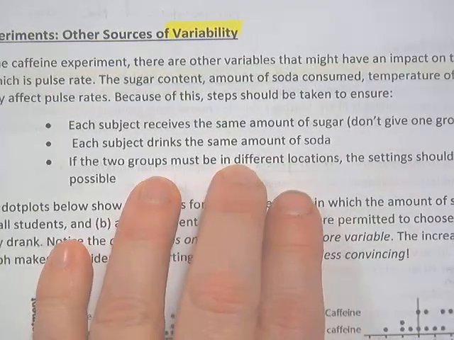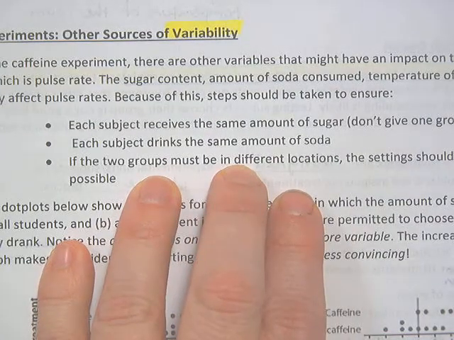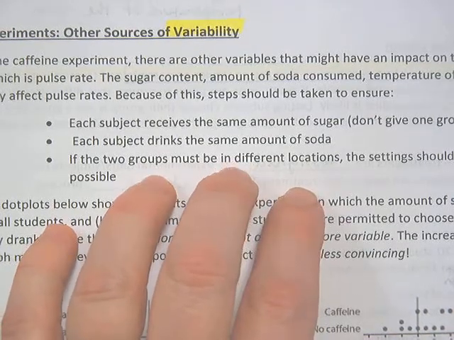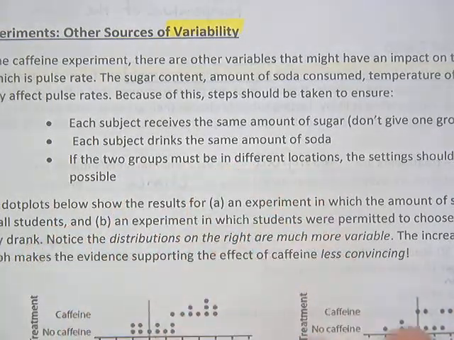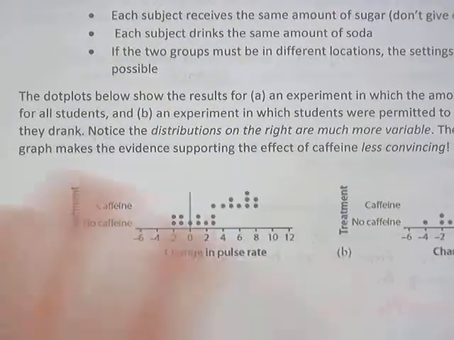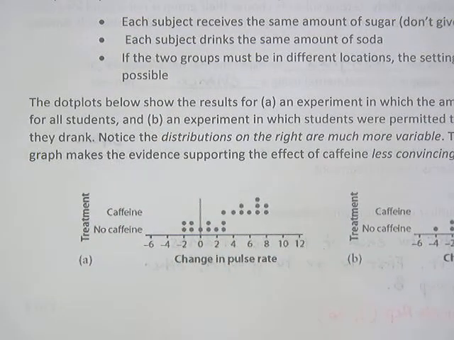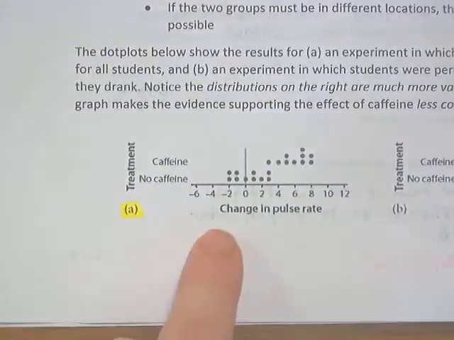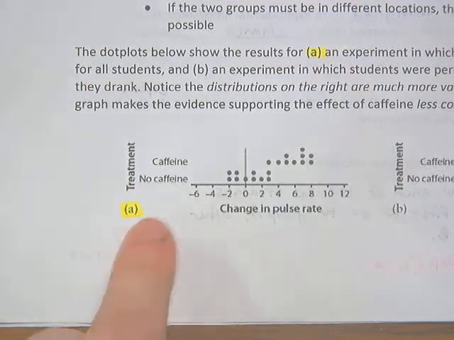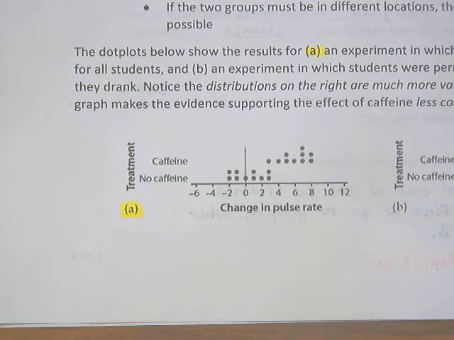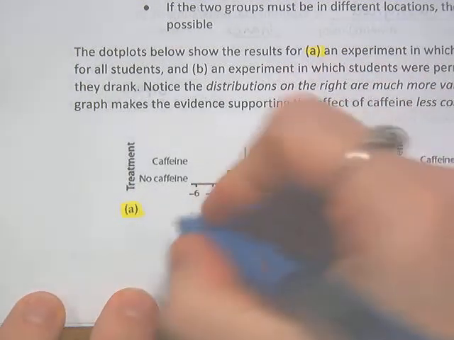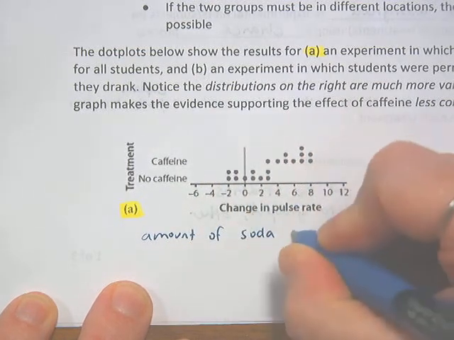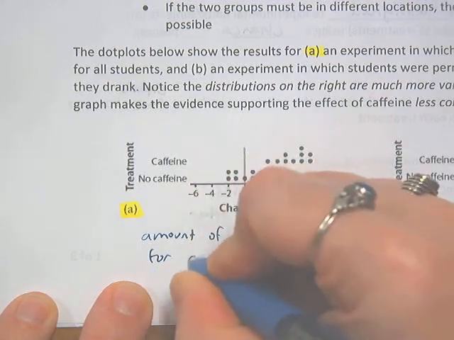If you have to split them up and like part of my students are in this room and the other half of the students go to like Miss Lopez's room, I would want to make sure that our rooms are as similar as possible in environment so that variable would be removed. The dot plots show the results for, okay, look really closely with me. Here's dot plot A, the one on the left. That's an experiment in which the amount of soda was the same for all students. Amount of soda, same for all.